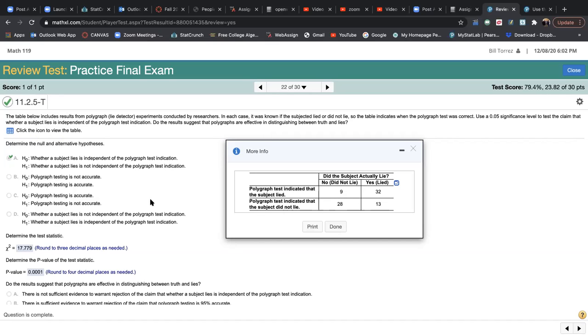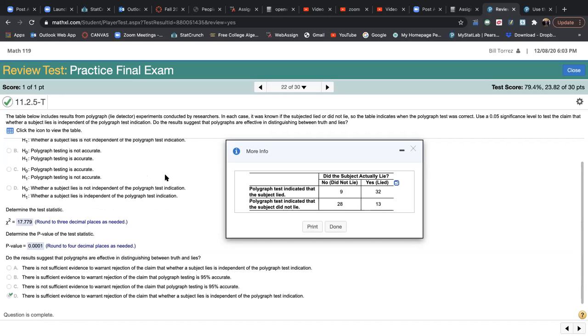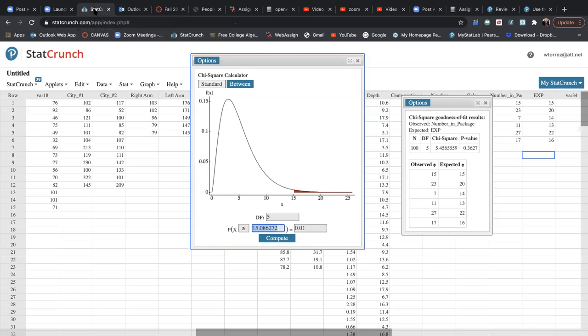Okay? All right, so let's set up the test for independence. Is poly result independent of the truth? Okay, so we can state that as follows. Whether a subject lies is independent of the polygraph test indication. And then the alternative, the correct alternative would be whether a subject lies is not independent of the poly test indication, okay? So let's go into our contingency table in StatCrunch.